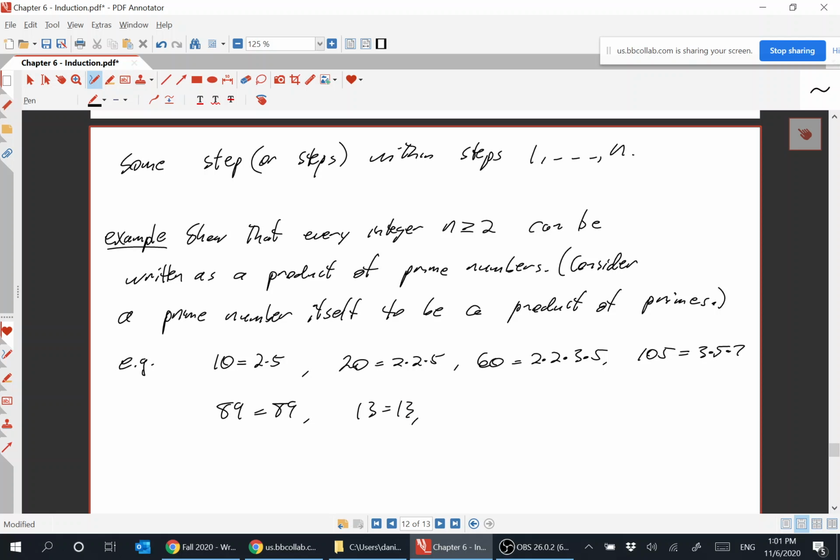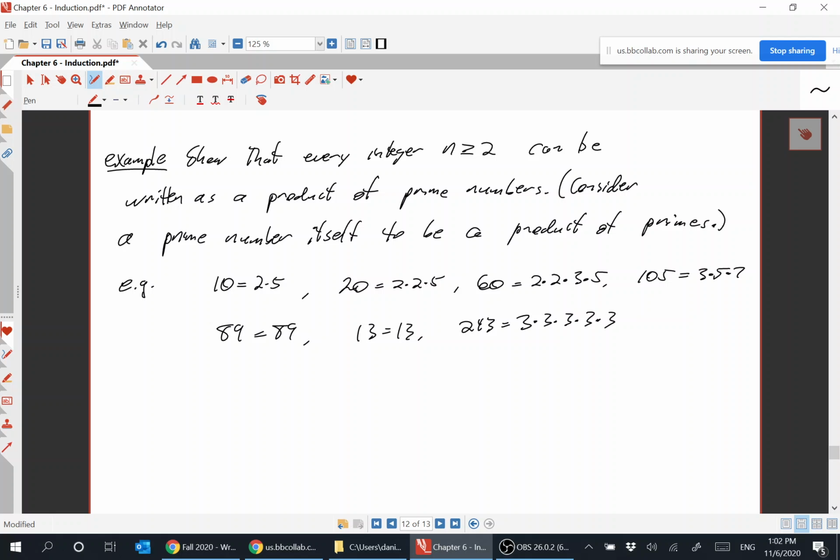Consider it to be a product of primes just to make the statement easier to say. If you were to say every integer n bigger than or equal to 2 is either prime or a product of primes, okay, fine. If you want to be more precise about the language that way, that's fine. But let's just consider a prime by itself to be, by default, a product of primes. Like, what else? 243, right? That's 3 times 3 times 3 times 3. So every number n bigger than or equal to 2 is a product of primes. 1 is not, because 1 isn't prime.